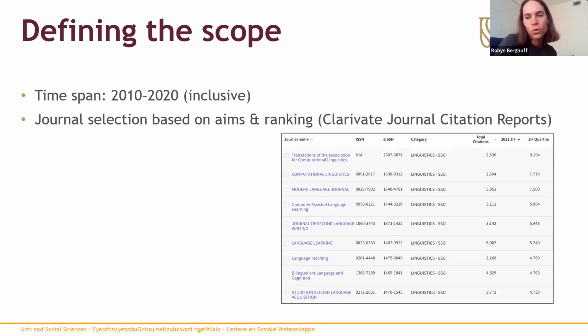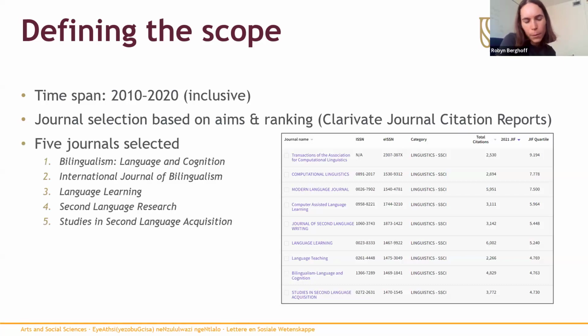So using these two criteria of scope and then ranking, we ended up with 5 journals. And those of you who work in the field of multilingualism / second language acquisition will probably be familiar with the names of these 5 journals. They are high impact journals or high visibility journals in the field. And that has consequences, of course, for the rest of the research, which we can return to in the discussion period if we're interested in doing so.